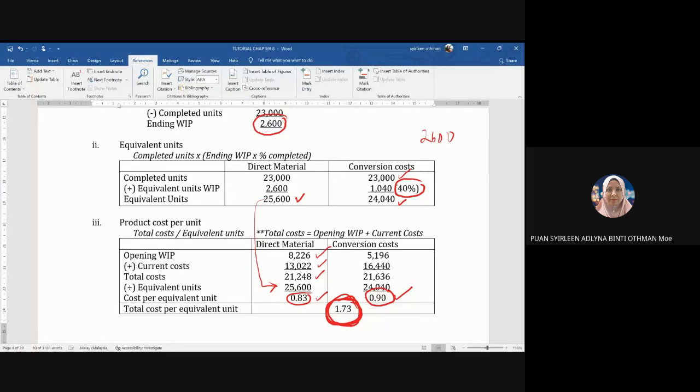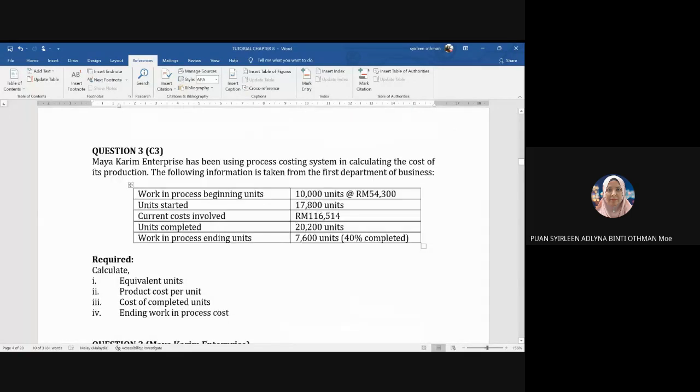Okay, so this is for question 2. Simple je, tak panjang pun jawapan dia. Alright, okay, ada apa-apa nak tanya? Question 2? Tak ada? Boleh? Okay, question 3. Question 3 pun simple, macam question 2.